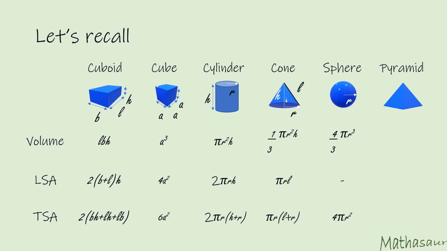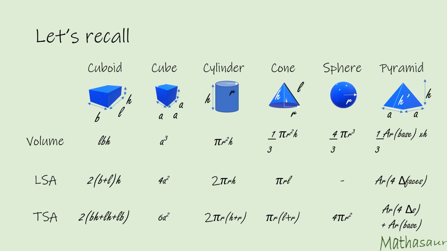We also looked at a pyramid. A pyramid has a base in the shape of a polygon and a vertical height h. Now similar to a cone, the volume of a pyramid is 1/3 times area of base times h. The lateral surface area would be the area of the 4 triangular faces. And the total surface area would also add the area of the base.